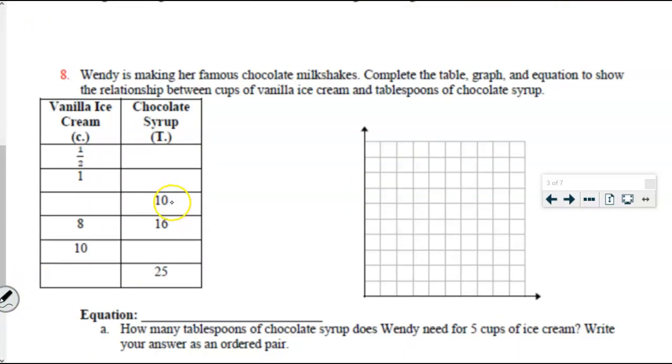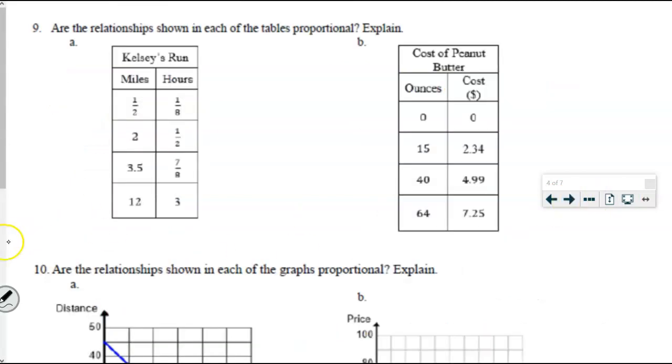What's the reference, Luke? It's Wendy's. Wendy is making her famous chocolate milkshakes, also known as... Good job. Okay.